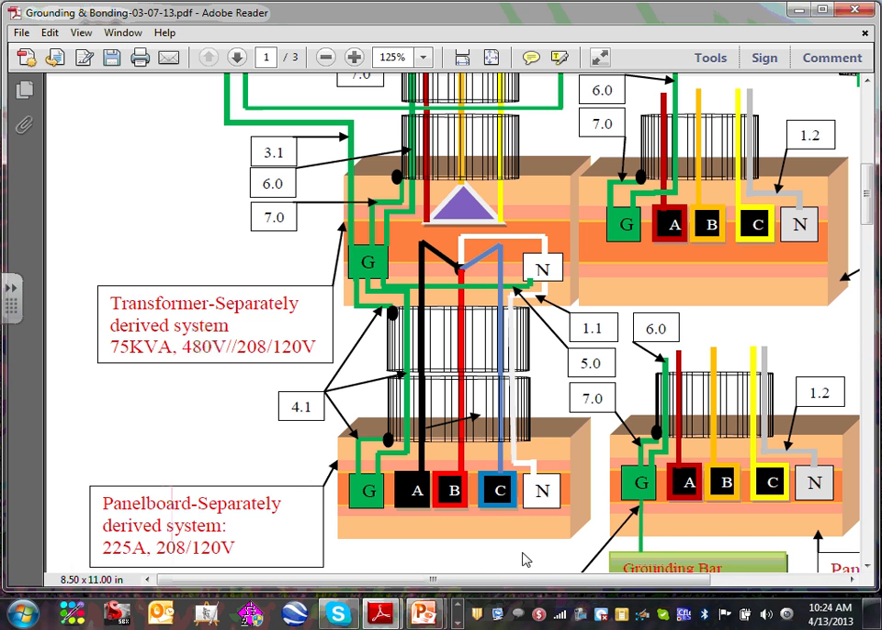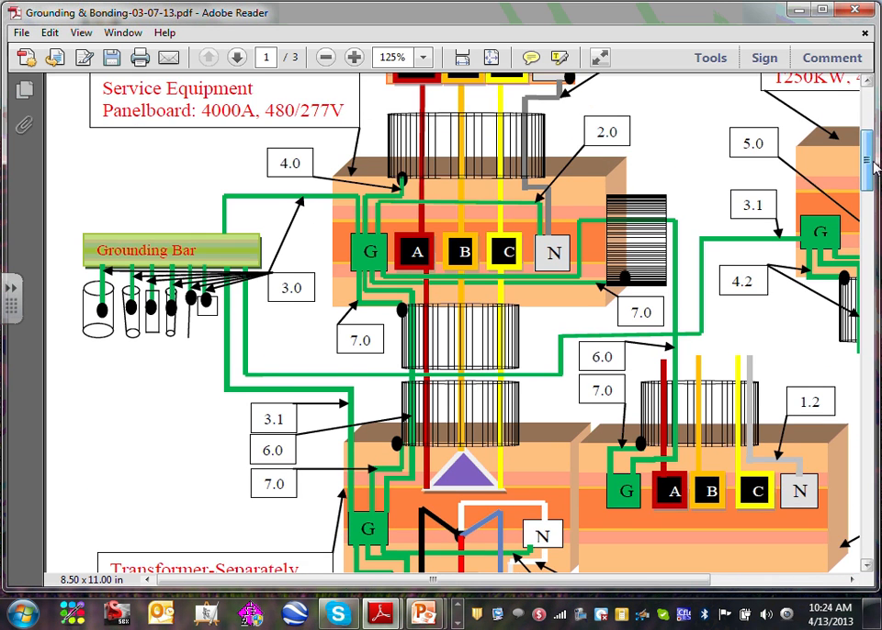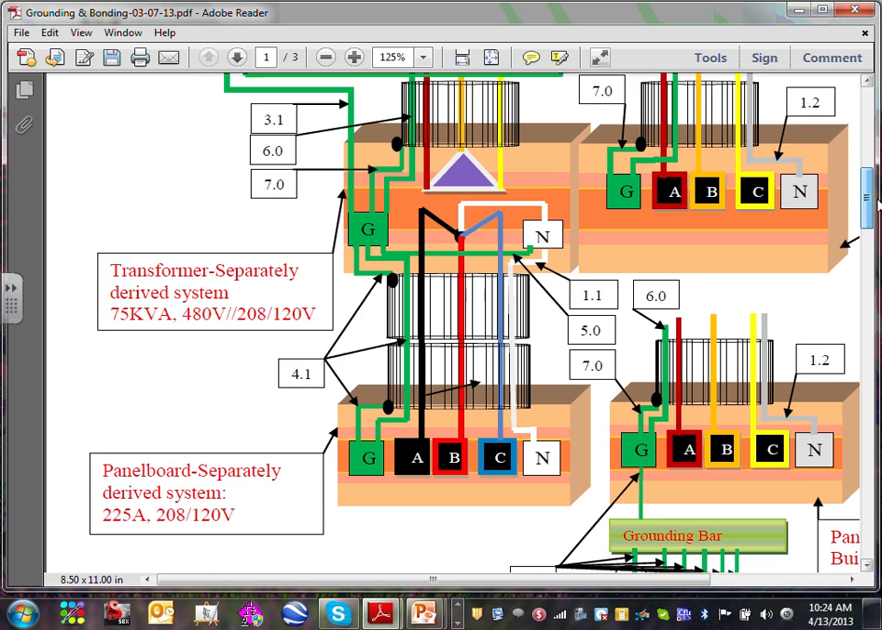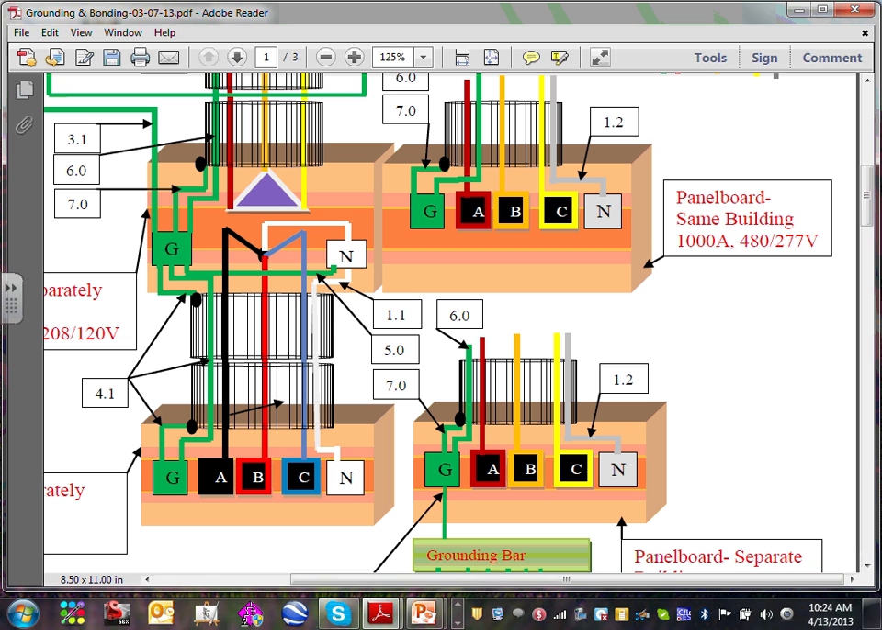The last thing I want to do, guys, so just a quick summary. We did grounding and bonding at the service. We did grounding and bonding at the separately derived system via a transformer, and we did grounding and bonding at 2 different panels. The only difference between them is one is in a separate building, really. And the last thing I want to do is generators.